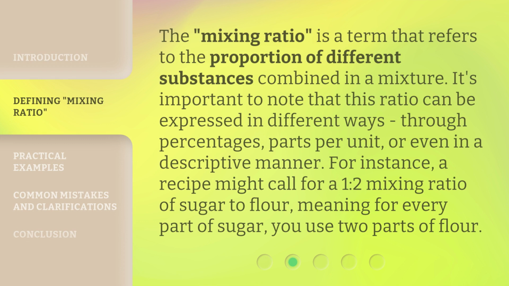The mixing ratio is a term that refers to the proportion of different substances combined in a mixture. It's important to note that this ratio can be expressed in different ways, through percentages, parts per unit, or even in a descriptive manner. For instance, a recipe might call for a 1:2 mixing ratio of sugar to flour, meaning for every part of sugar, you use 2 parts of flour.